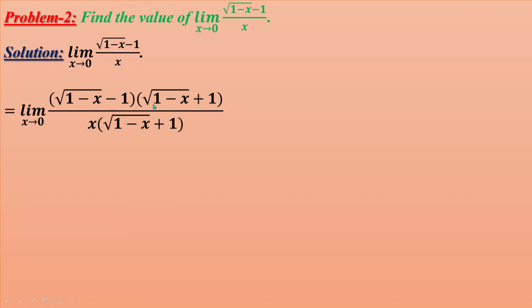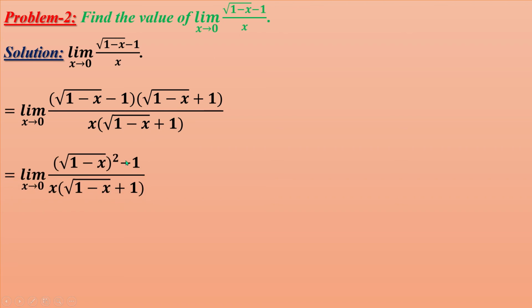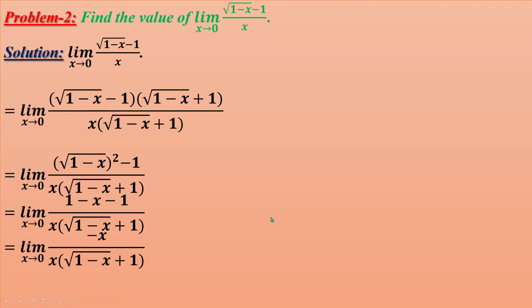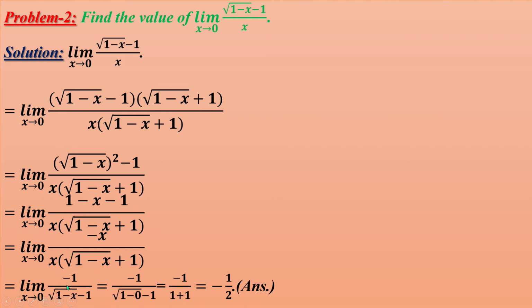As a result, when we use the formula (a plus b) into (a minus b), we will get a square minus b square. A square minus b square means here the square root of 1 minus x, whole square. So the square root and the square will be omitted. Then only 1 minus x minus 1 is left. Now follow the solution: 1 minus x minus 1, this cancels. Here will be minus x, and by this x cancels. We'll get minus 1 divided by square root of 1 minus x plus 1.